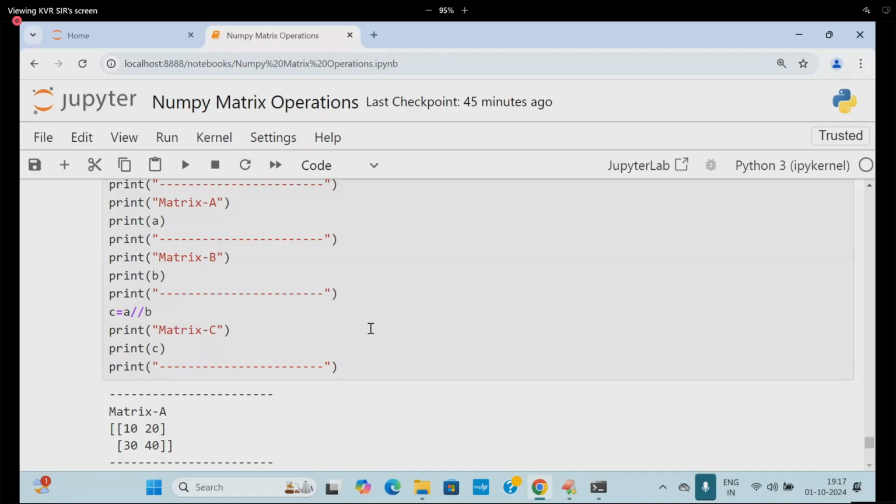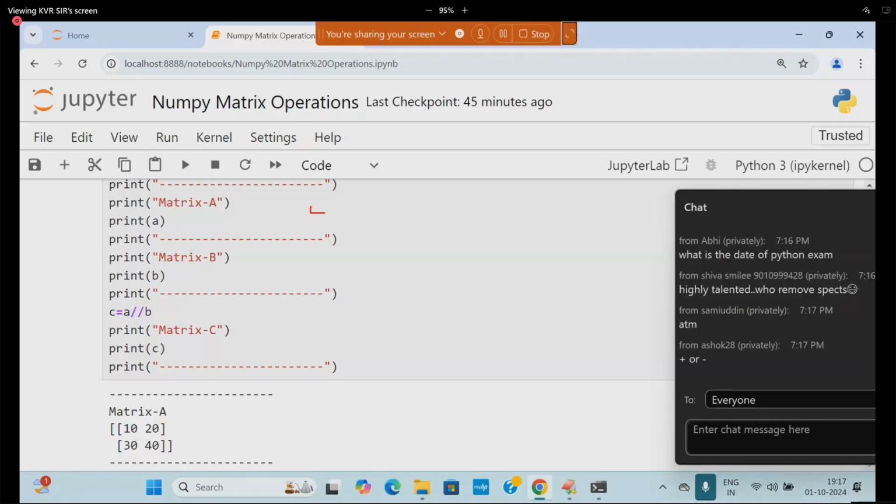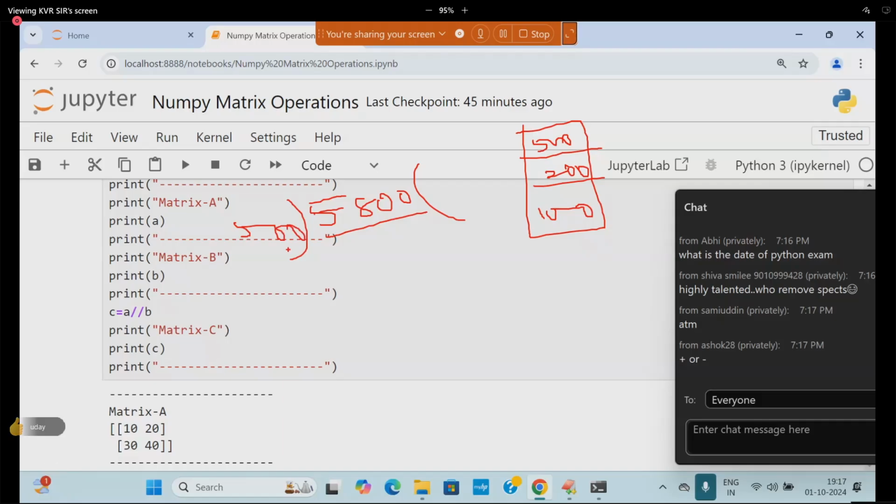I said ATM-related denomination, how the cash will be dispensed. Say you are entering 5,800. In your ATM machine, 500 rupees notes are available, 200 rupees are available, and 100 rupees are available. How will this be dispensed? First you need to take 5,800 with 500, and the double slash will be applied, because a float coefficient means you will not get change; a decimal place amount will not come.